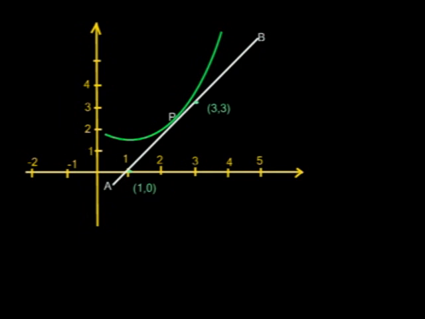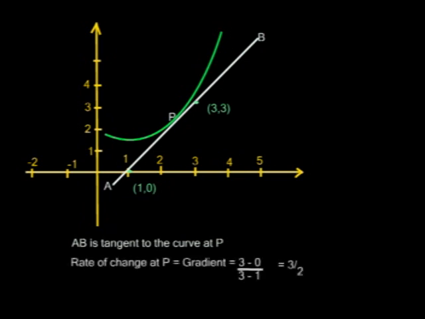On this curve, AB is the tangent to the curve at point P. The rate of change at P is given by the gradient of the line AB. That is 3 minus 0 over 3 minus 1, which gives us 3 over 2.